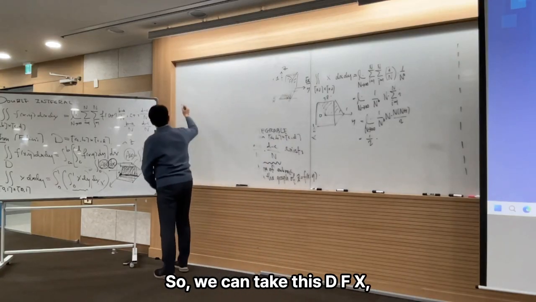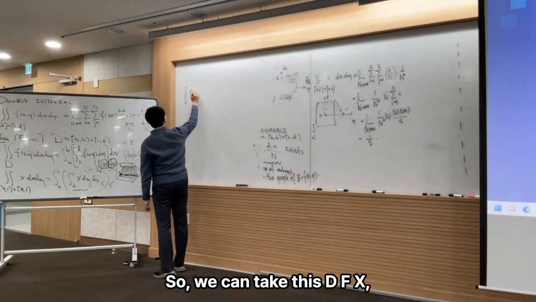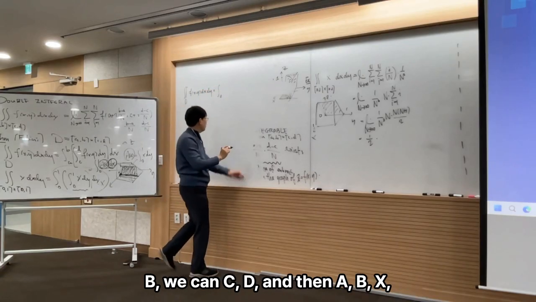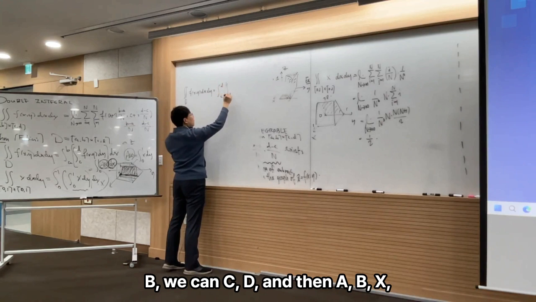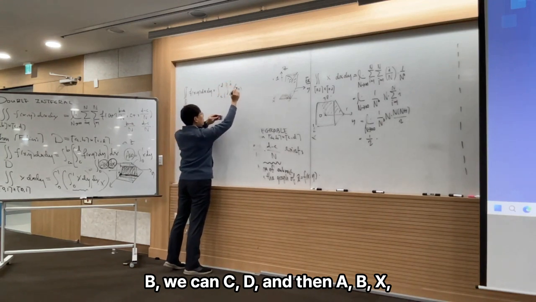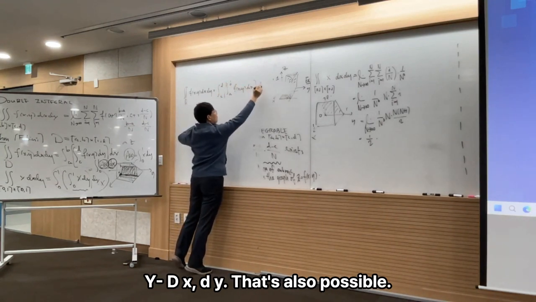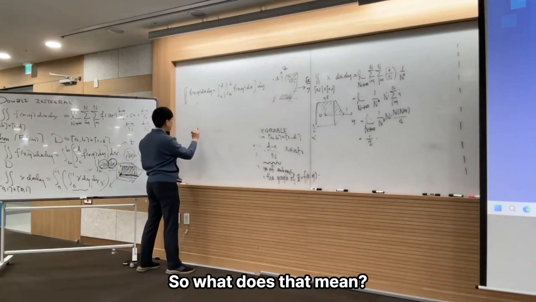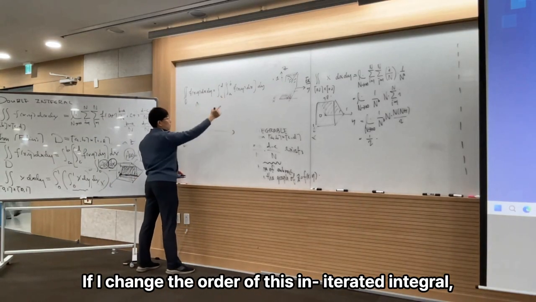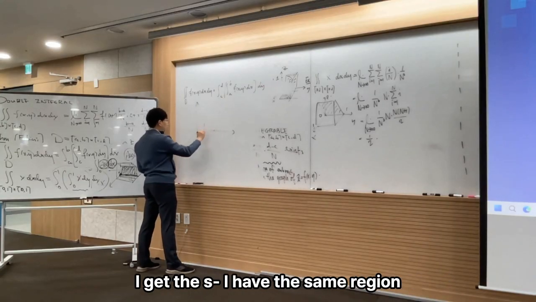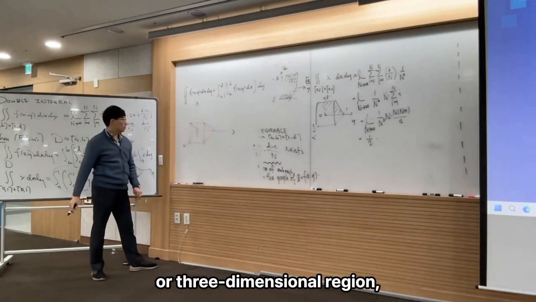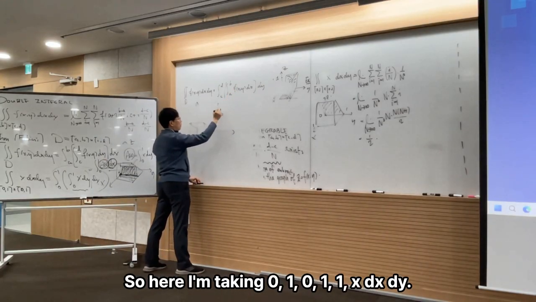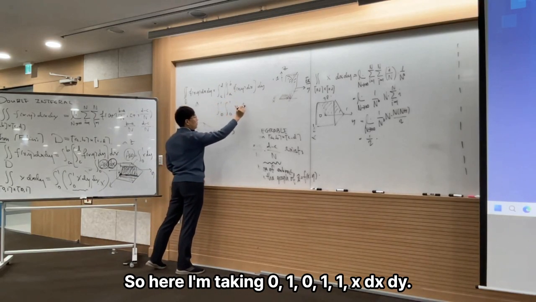So we can take this f(x,y) dx dy, and then instead of the limits a to b and then c to d, we take c to d and then a to b, of f(x,y) dx dy. That's also possible. So in this case, let's draw again. What does that mean? If I change the order of this iterated integral, I have the same three-dimensional region, but this time I'm fixing y first. So here I'm taking the integral from 0 to 1, the integral from 0 to 1 of x dx dy.